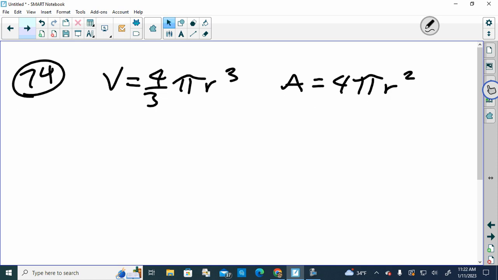Okay, so looking at question number 74, they actually tell you the answer to the volume, okay? So for the volume, we're plugging that in because it's in the sentence. They gave you 972 pi. Okay, now we're writing the rest of this formula here. Just gonna show you a really cool trick.